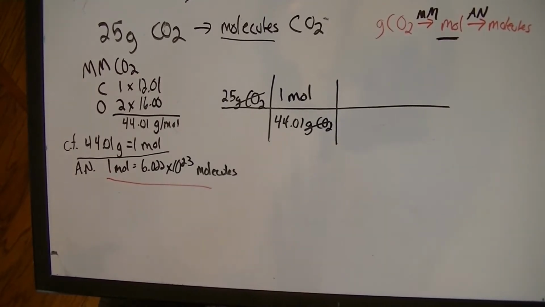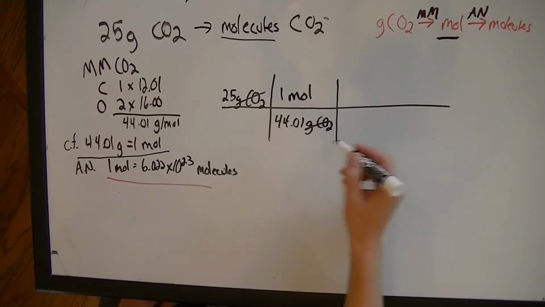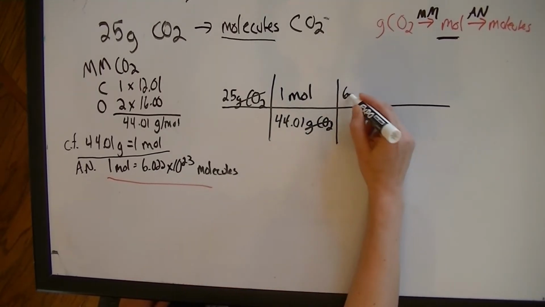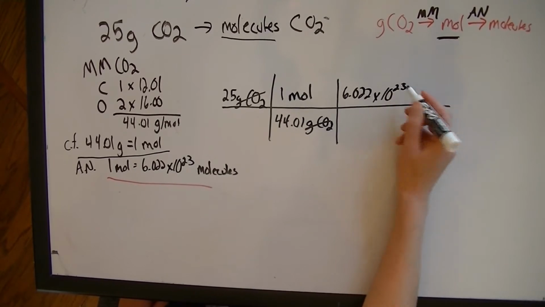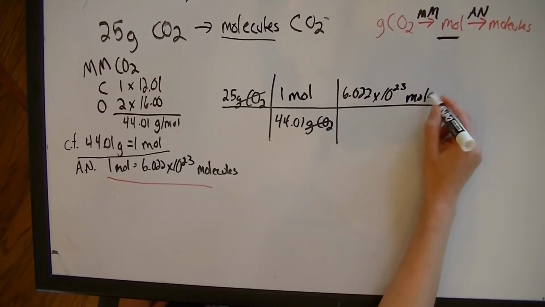Now, what do I want on the top? Do I want the moles on the top, or do I want the molecules on the top? Okay, and what we're going to need, right, is the molecules on the top. So that Avogadro's number, 6.022 times 10 to the 23rd, is going to go on the top.